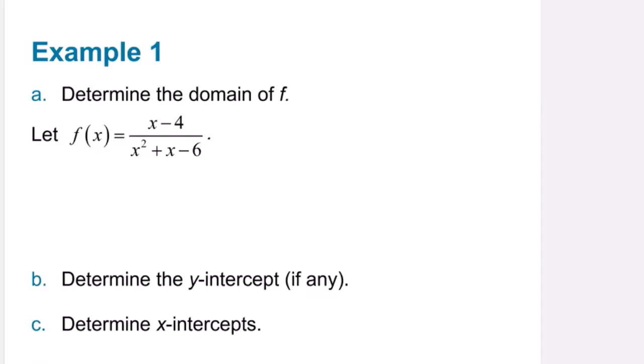First example, determine the domain of f. Well, the domain is anything that x can be. The first thing we really need to do is factor. We have x minus 4, there's nothing to factor there, but we can factor this denominator into x plus 3 times x minus 2. Now it's factored.